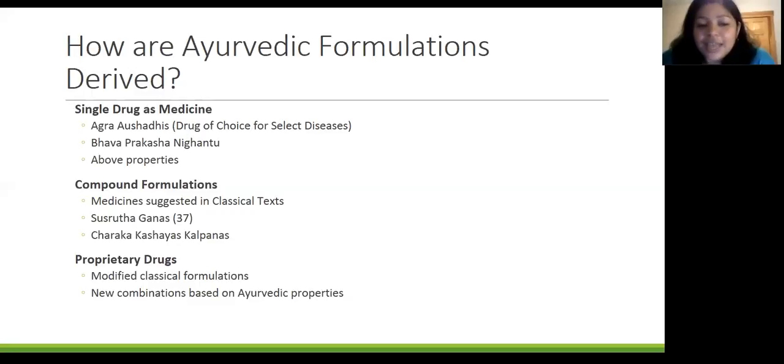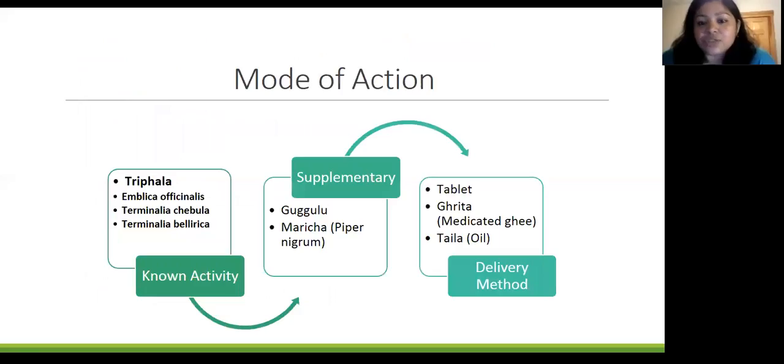Okay, and now in this day and age, people have started to come up with new formulas where they are mixing and matching according to availability and according to the properties of the drugs based on classical information. They're making their own formulas, modifying the classical formulas, and those are known as proprietary drugs. And I just want to finish this one last thing so you get an idea as to how this acts.